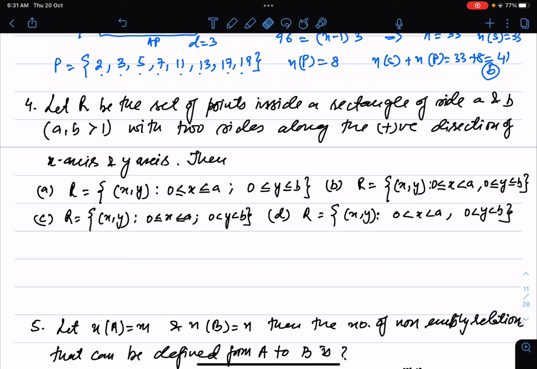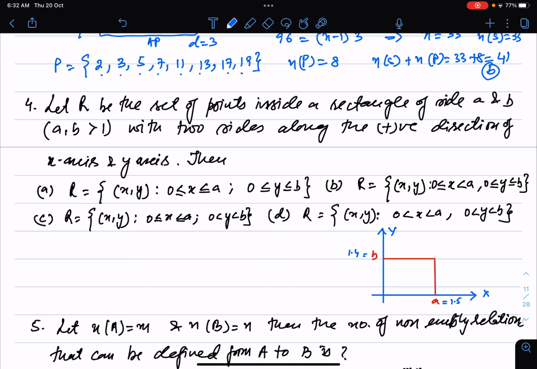Suppose I make the diagram. Suppose this is my x-axis and this is my y-axis. And let me make a rectangle over here. This is given as A. This is B. Along the x-axis it is A, and along the y-axis it is B. So he says A and B, you can see it is written A and B should be greater than 1. That means A can be any number greater than 1. For example, it is 1.5, or B can be 1.4 or something like that. So what are the options given and which one is the correct?